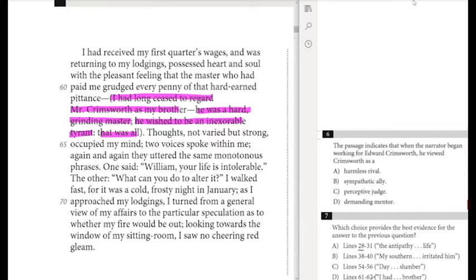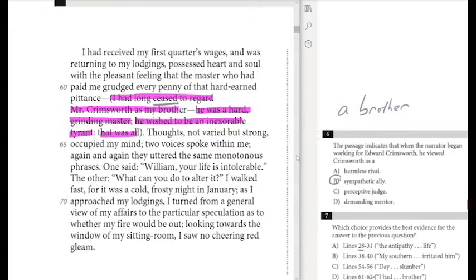So taking that over to question 6 now, the passage indicates that when the narrator began working for Edward Crimsworth, he viewed Crimsworth as, in the words of the passage, a brother. A brother in the sense of being a family member, someone that perhaps he felt love for, someone who was definitely on the same team as him. And so that takes us to choice B. He considered him in the beginning a sympathetic ally, but now he ceased to regard him that way. Instead, he regarded him as the opposite, as a grinding master, as a tyrant.